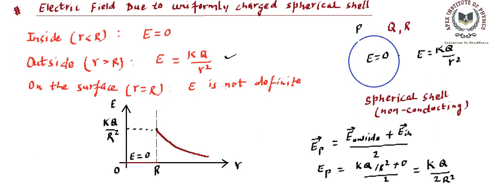So these are the results we need to remember. Let me summarize once again. The field inside at all points is 0. The field outside at all points is KQ upon r square, where r is the distance from the center and Q is the total charge, and the field on the surface is not defined. But if a small opening is made on the surface and the field is being asked, then we will apply this formula, which is inside plus outside fields divided by 2. That's the average value of the two. And in the case of this spherical shell, it came out to be KQ upon 2R square.